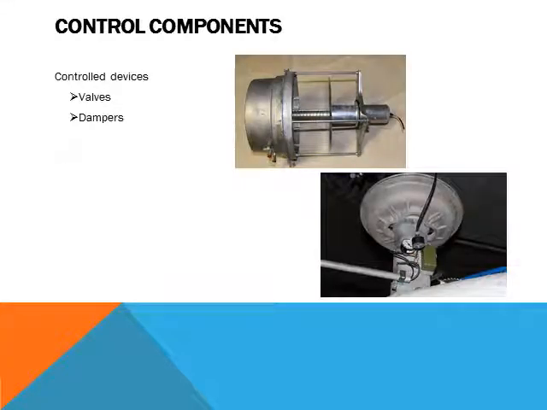Control devices. We have valves and dampers. And there's other sorts of devices. But here we'll stick with the valves and dampers as they're the basics. The upper picture is a VAV damper. This is actually what's inside of a VAV box that you would see out in any commercial building.